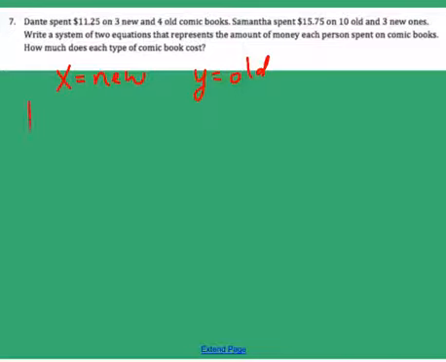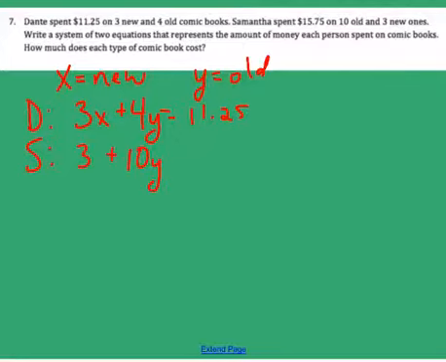So here's what we got. Dante had 3 new plus 4 old is equal to 11.25. Samantha had 10 old, so that's y, so 10y plus 3 new ones is equal to 15.75. So she spent more money.